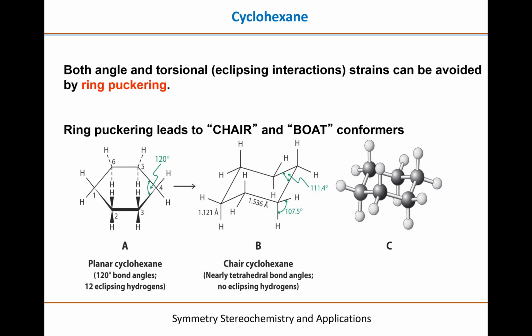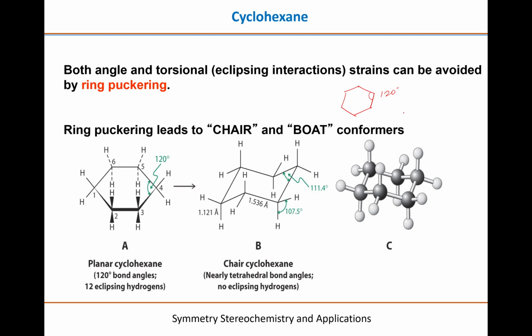Next is the example of cyclohexane. We will study the cyclohexane here. Both angle strain and torsional eclipse interaction strain can be avoided by ring puckering. So what is ring puckering? If I draw the cyclohexane simply, here this is the cyclohexane, right? Now the angle between them is what? Anyone? The angle is 120, correct?